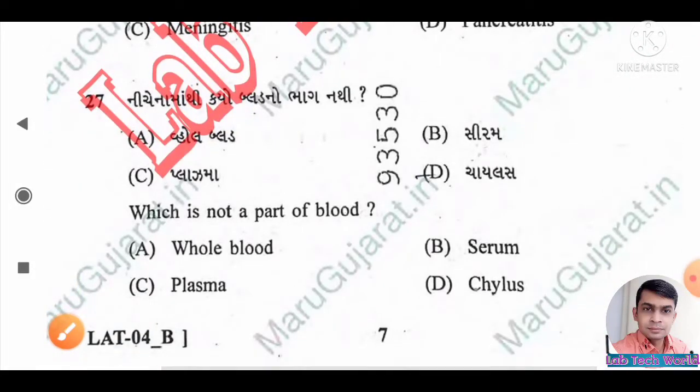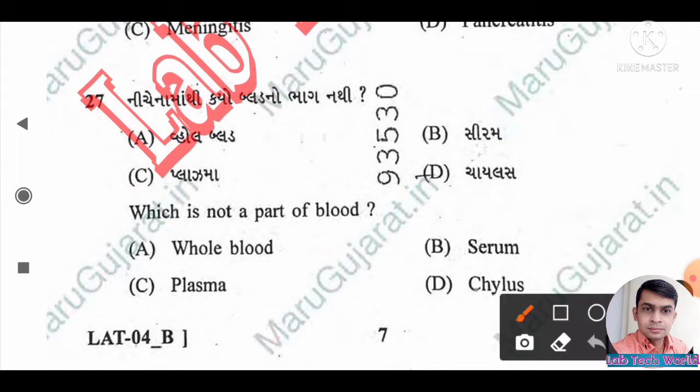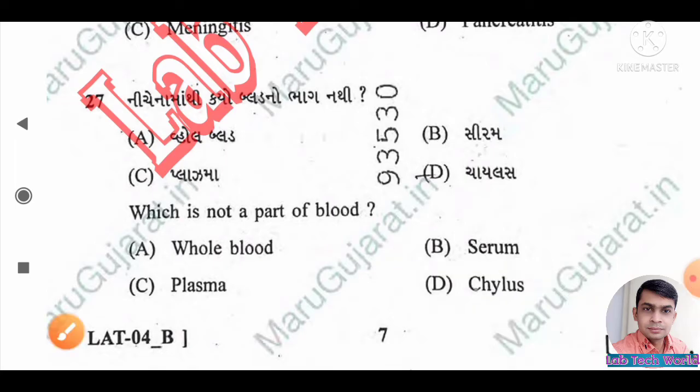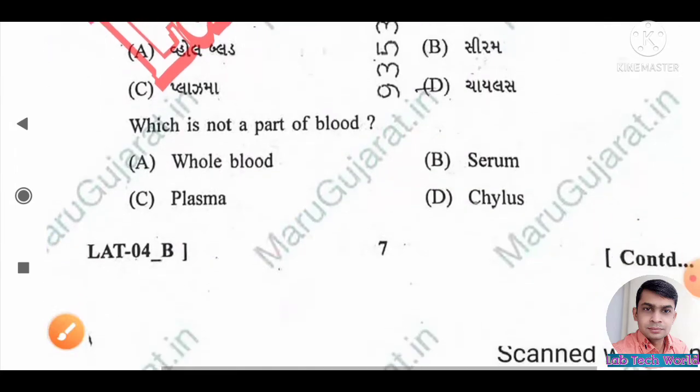Move to the next question, number 27. Which is not a part of blood? Option A. whole blood, B. serum, C. plasma, D. chylus. And the correct answer for this question, it is D. Chylus is not a part of whole blood or blood, because chylus is a milky bodily fluid consisting of lymph and emulsified fats or free fatty acids. So it is not a part of blood. So D. chylus is the correct answer for this question.